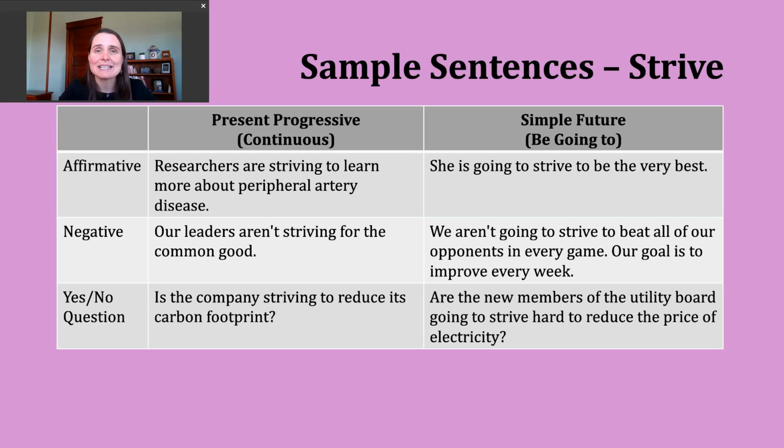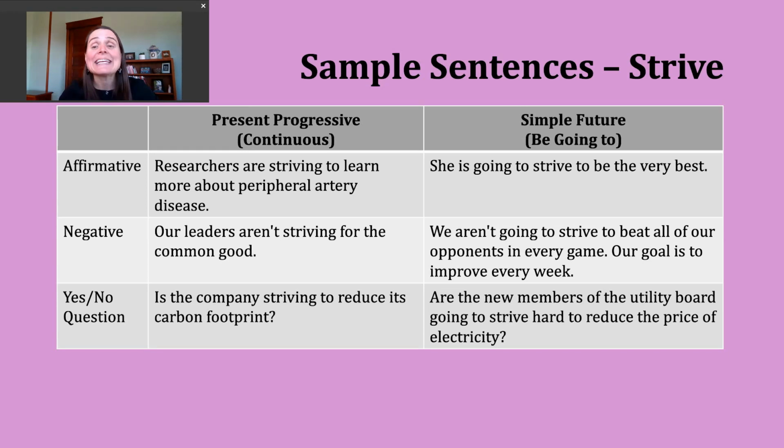To make sentences in the simple future with be going to, our pattern is going to be to start with our subject, then we're going to use a present form of be, so just like we talked about, am, is, are, right? Then we're going to use going to and the base verb. So here, we're not adding a suffix or an ending to this verb. Okay. Let's take a look at the first example. She's going to strive to be the very best. Okay. So suggesting she's going to work very hard, right? Put forth a lot of effort.